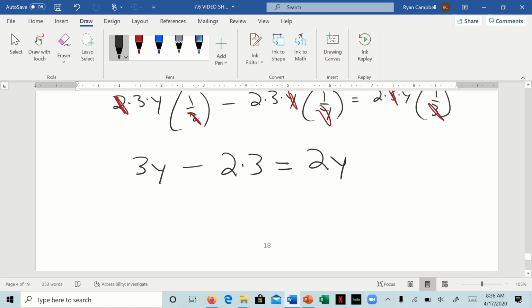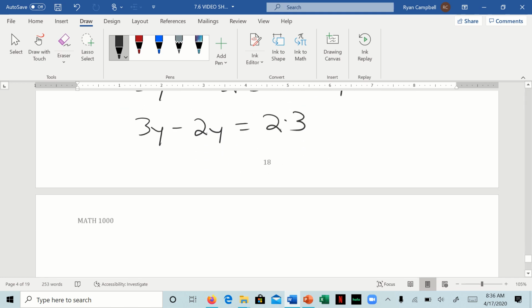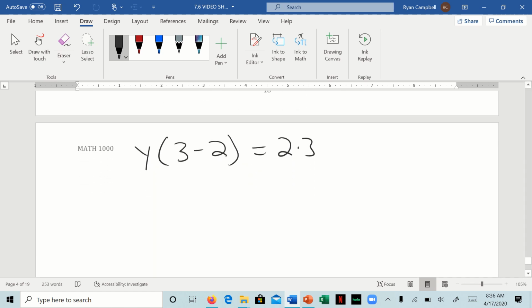Remember we need the y's together. So we can do 3y minus 2y equals 2 times 3. We're moving this one to this side, the other one to the other side. Since both of these have a y in common, we can factor out a y, which gives us 3 minus 2. Don't subtract, because in reality they're letters, not numbers. We're just seeing them as numbers for now. Then when we divide, y is going to be 2 times 3 over 3 minus 2.